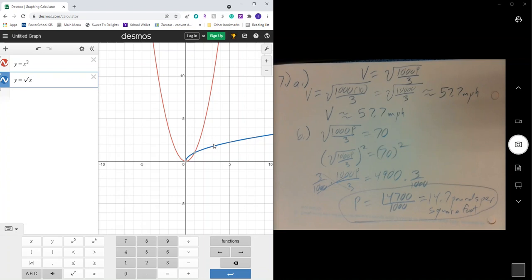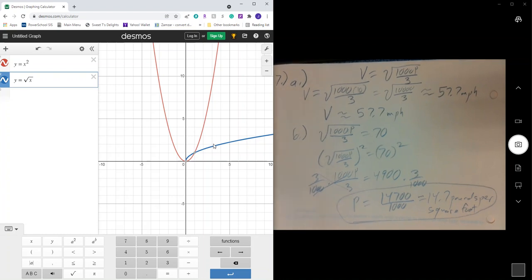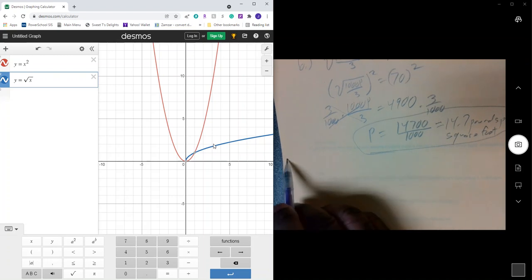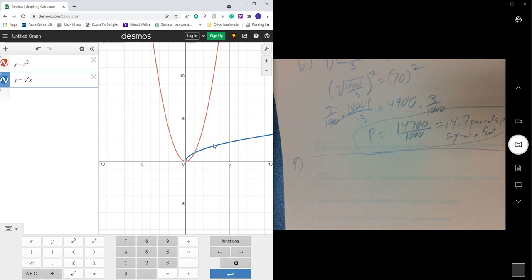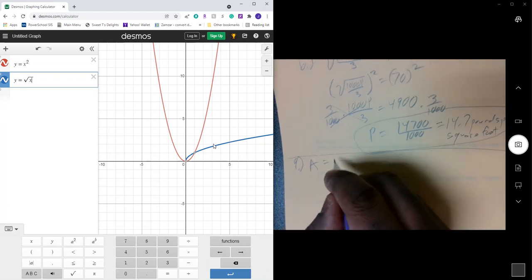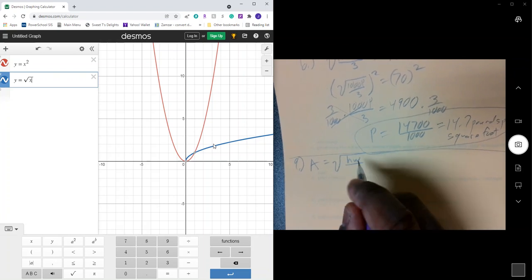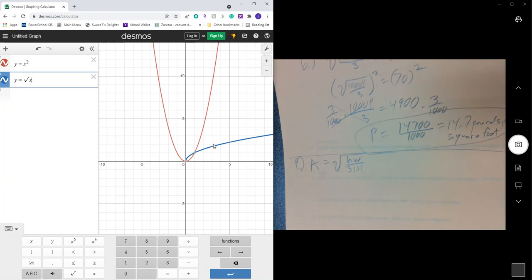All right, now our last problem, and it's actually our last new problem for the course, is problem number 9. It says the Mosteller formula for calculating the adult body surface area A is equal to the square root of H times W all over 3,131, where H is the person's height in inches and W is the adult's weight in pounds. A is the surface area in square meters. Determine about the body surface area A of an adult who is 70 inches tall and weighs 200 pounds.